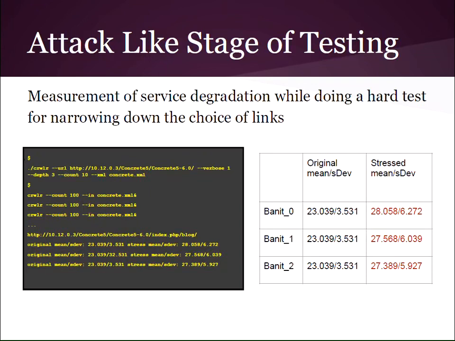The CMS chosen here is again Concrete 5, and there were 3 instances of the tool launched. Each one does only 100 probes, and we can see that the server performance degrades over time, which proves that the resource choice was guessed correctly, I think.